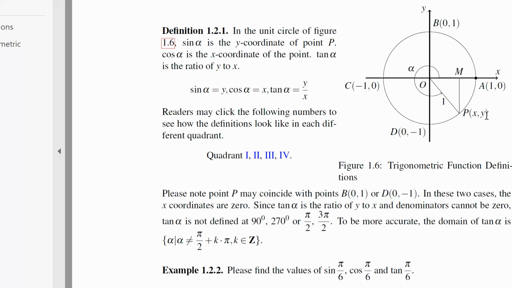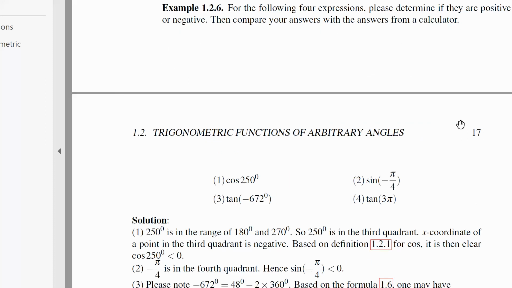So sine negative pi over 4, that's sine negative 45 degrees, the terminal side is in the fourth quadrant, then the y-coordinate of P is negative. So that's why our answer is sine negative pi over 4 is negative, without calculating.